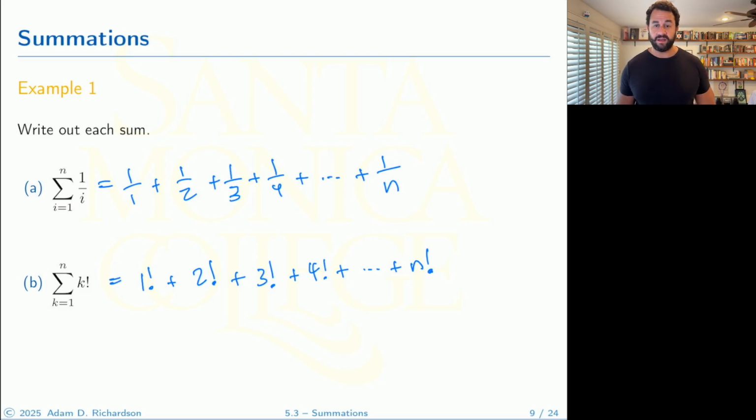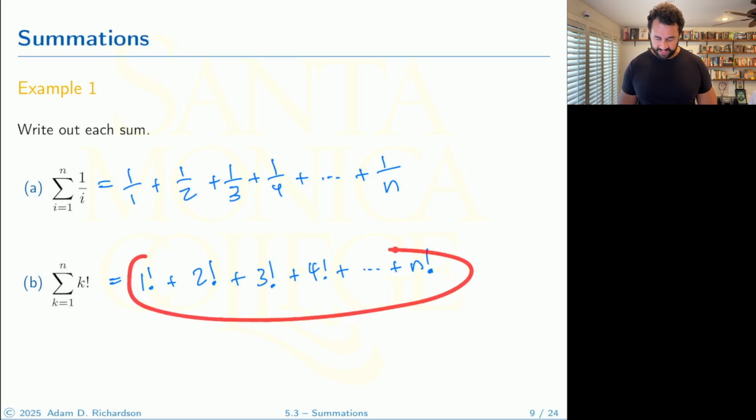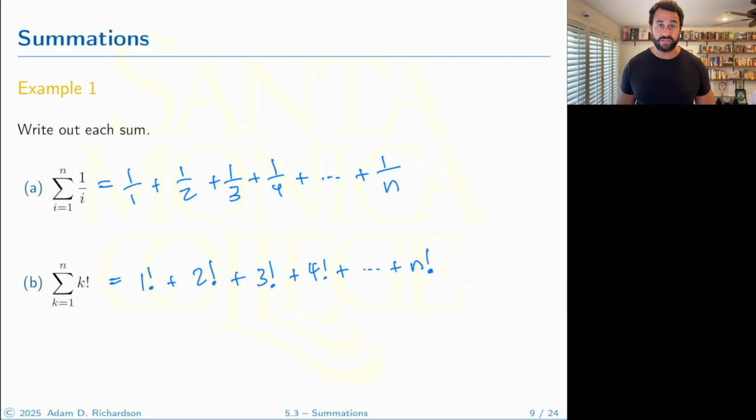And once again, it stops, right? So we do have a finite final index, so it'll stop at n factorial. One thing I want to point out here is that this is not a sequence, right? This is not a sequence, this is a summation.